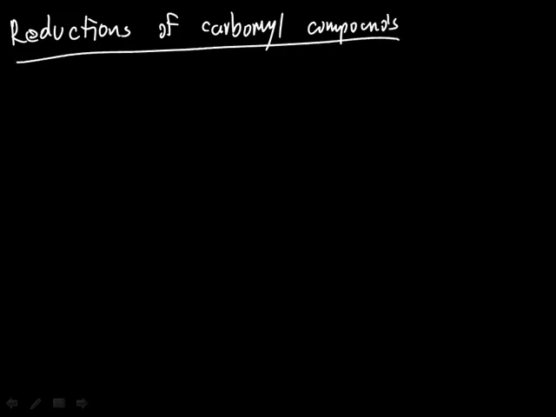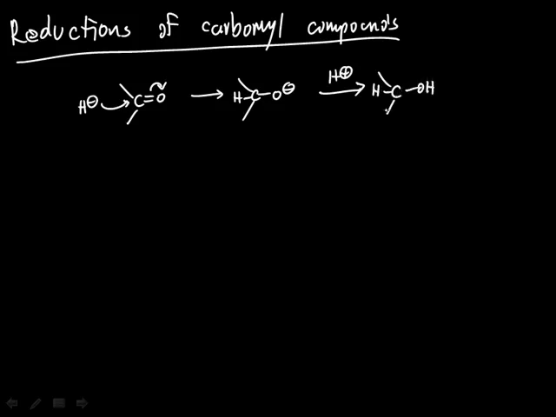Reductions of carbon compounds are another way to prepare alcohols. This reaction method basically involves an addition of H- hydride anion onto the carbonyl group, which then generates an alkoxide which is protonated to give us an alcohol.